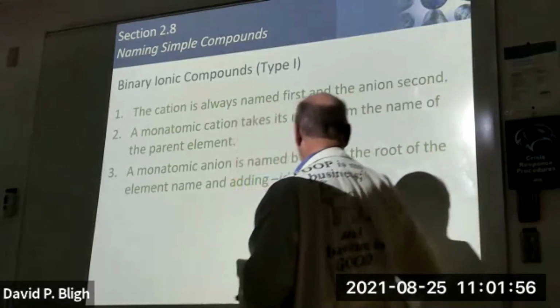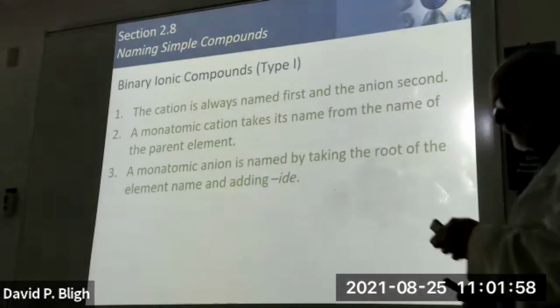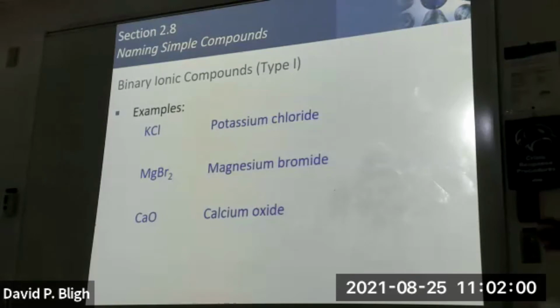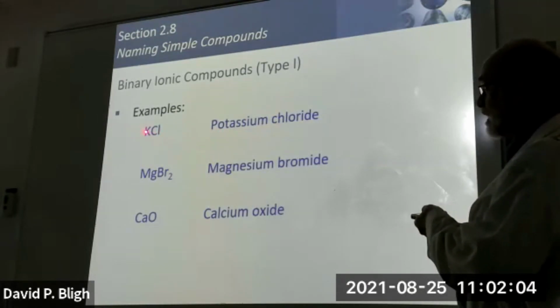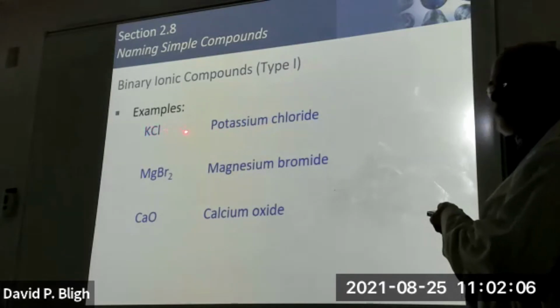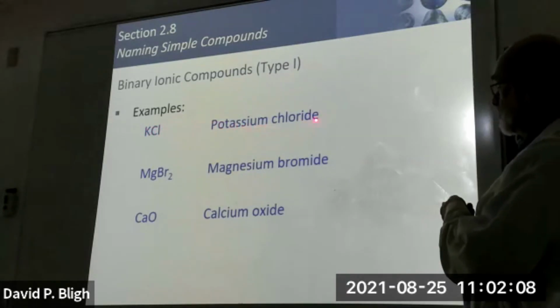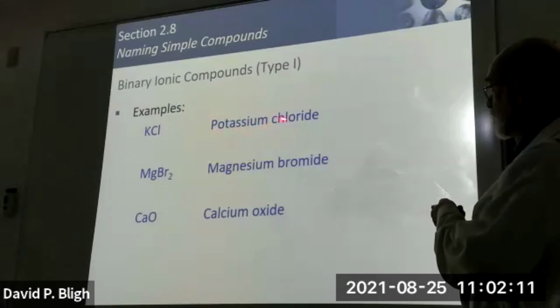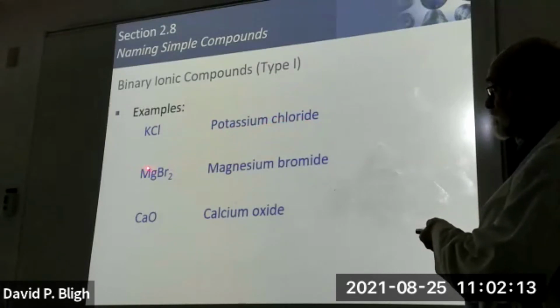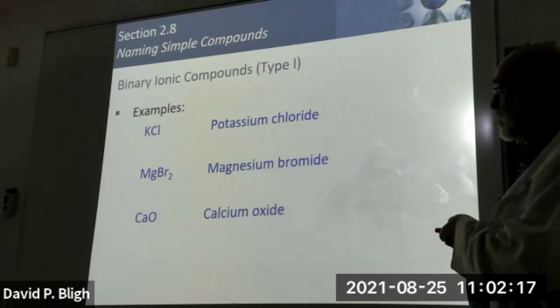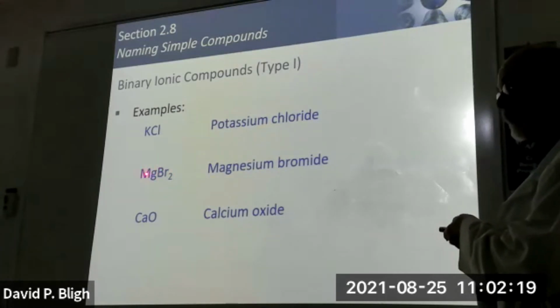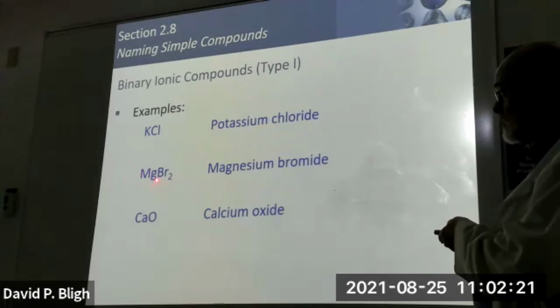Okay. That's a type 1. Examples: potassium chloride. That's an alkaline metal, it's always +1. Halogens are always -1. So that's how we would name it, potassium chloride. Magnesium is alkaline earth, it's always 2+. And bromine is a halogen, -1. So we know that it's the ratio here.